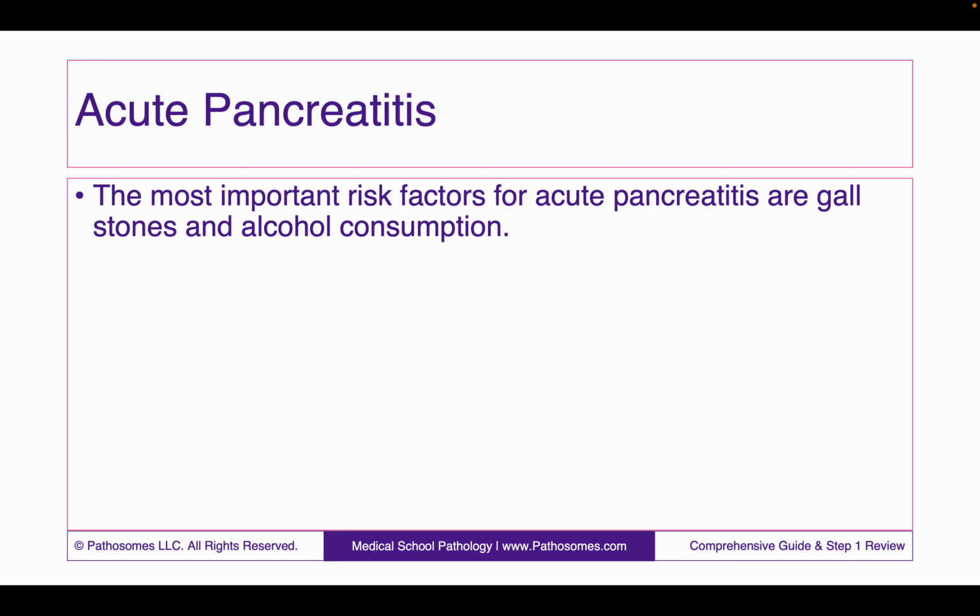In fact, the most important risk factors for acute pancreatitis are gallstones and alcohol consumption. So the next time you're out on a Thursday, Friday night, remember that.